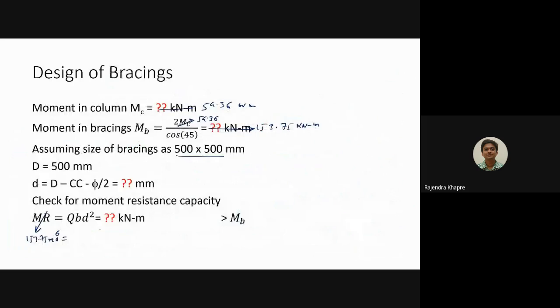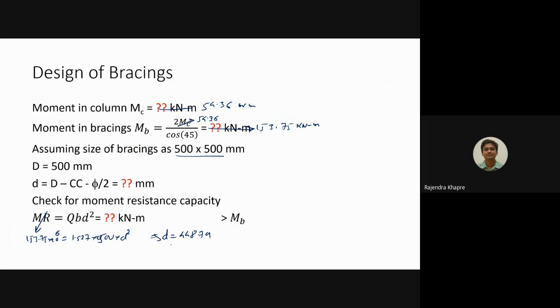Yeah, this is 1.527 into width. So width I am going to take 500 mm, okay, into d square. This is going to give you a value of d. How much is this d? 448.74. Okay, so this is small d.